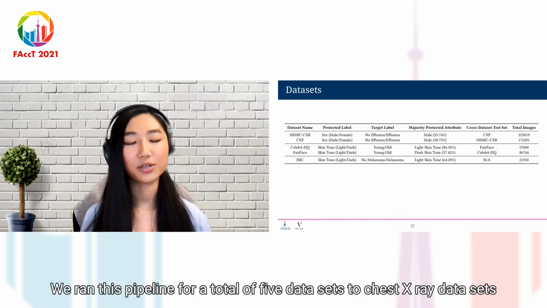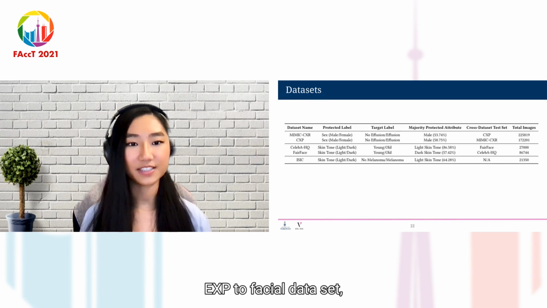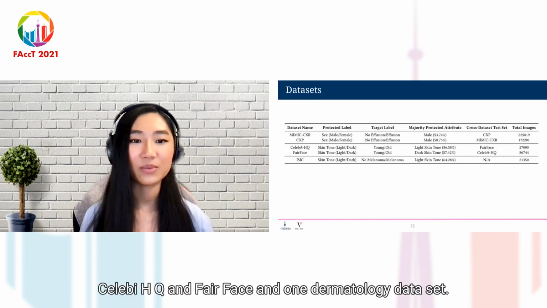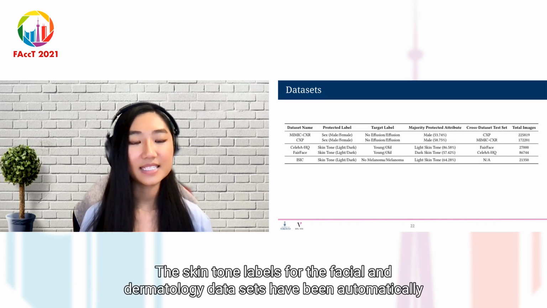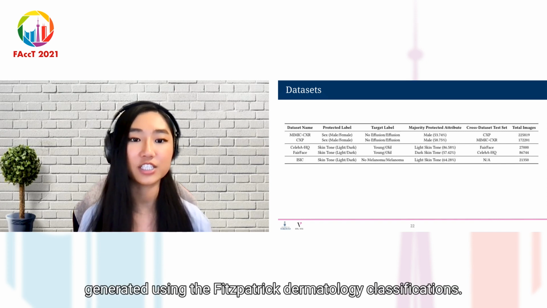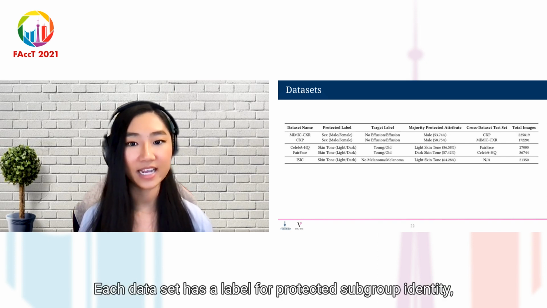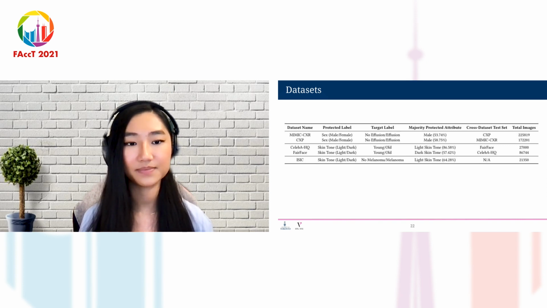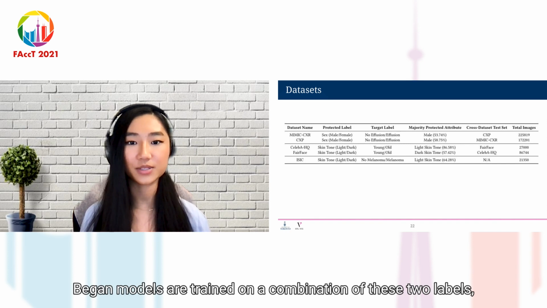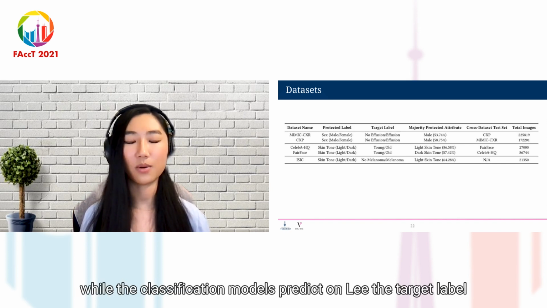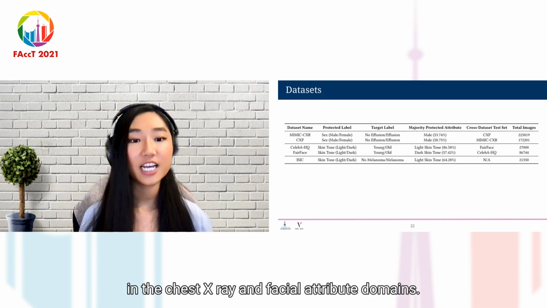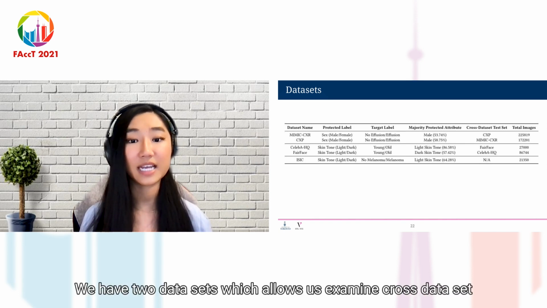We ran this pipeline for a total of 5 datasets: 2 chest X-ray datasets, MIMIC-CXR and CXP, 2 facial datasets, CelebAHQ and FairFace, and 1 dermatology dataset, ISIC. The skin tone labels for the facial and dermatology datasets have been automatically generated using the Fitzpatrick dermatology classifications. Each dataset has a label for protected subgroup identity, as well as a target label for classification. The GAN models are trained on a combination of these 2 labels, while the classification models predict only the target label. In the chest X-ray and facial attribute domains, we have 2 datasets, which allows us to examine cross-dataset generalization.